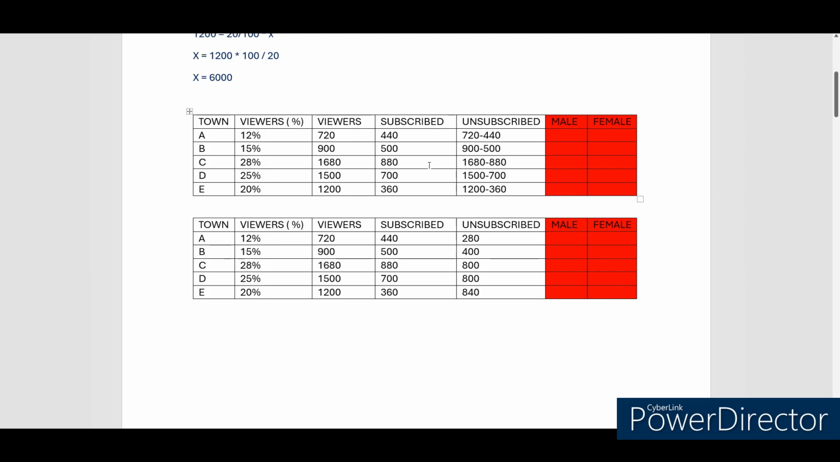You know the subscribed viewers also. So now you can calculate unsubscribed by subtracting the subscribed viewers from the total viewers for each town. That is 720 minus 440, 900 minus 500, 1680 minus 880, 1500 minus 700, and 1200 minus 360. After doing this, you get a table where you know the subscribed and also the unsubscribed.